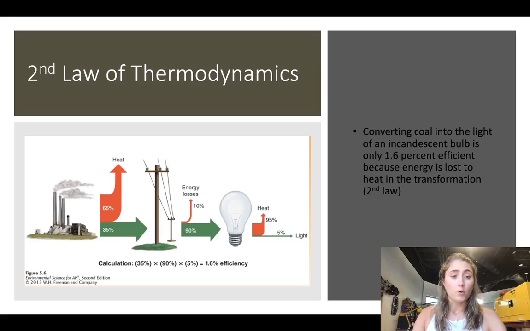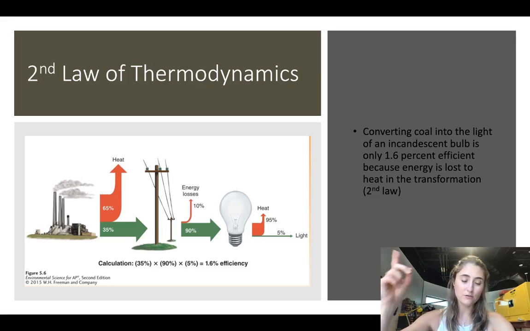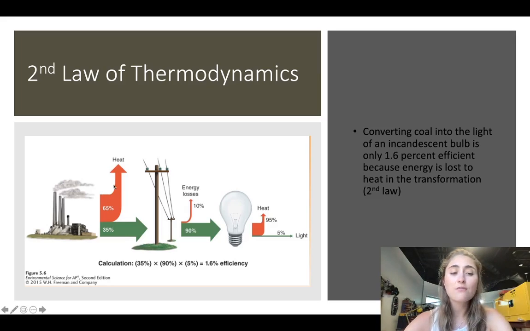So another example. In this case, this is supposed to be a coal burning power plant. When we burn coal, even though coal is an energy source, only about 35% of that coal, and this is an approximation of course, actually goes into making energy that transfers through our grid system. 65% of the coal burning process is lost to heat. This is that entropy we're talking about. Heat is a form of energy, but it's no longer usable energy.